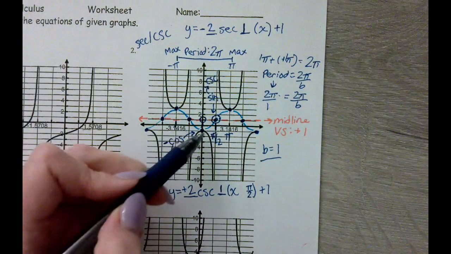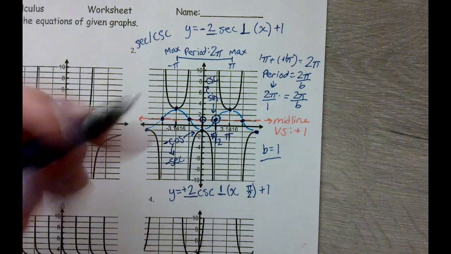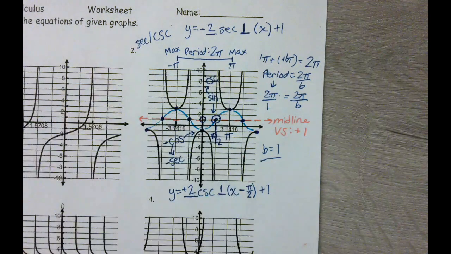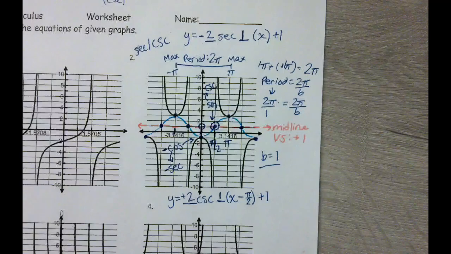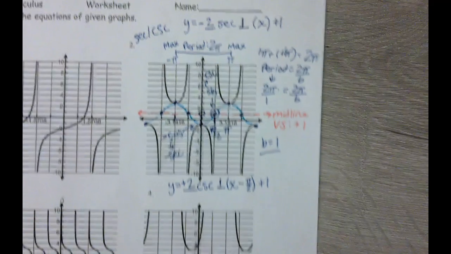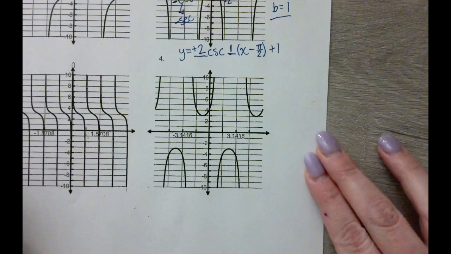I went right pi over 2. And then this is positive on the graph, so I put it in here. I'm going to put a minus in front of it. Change the sign. This is right pi over 2. And there's my two equations. Okay. Let's do that again. Number 4.